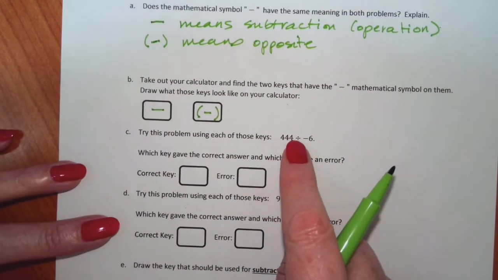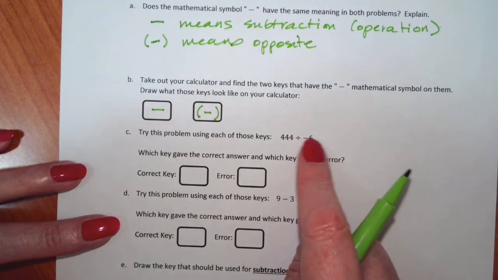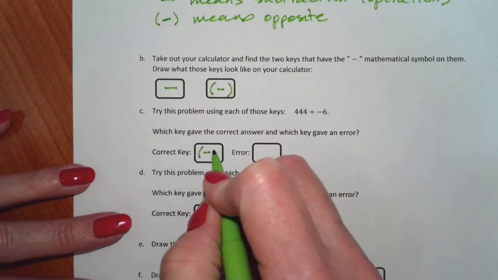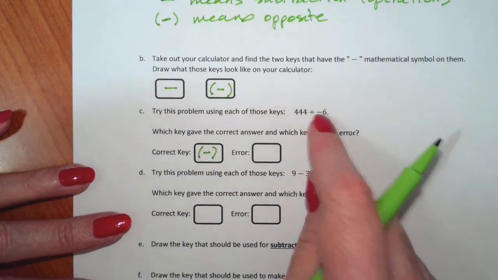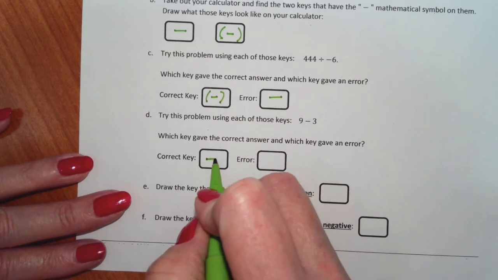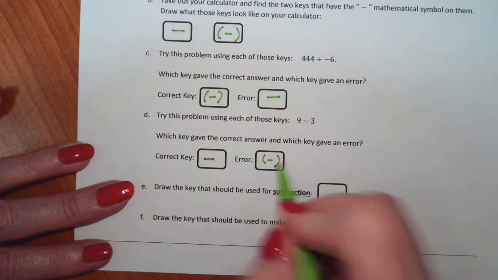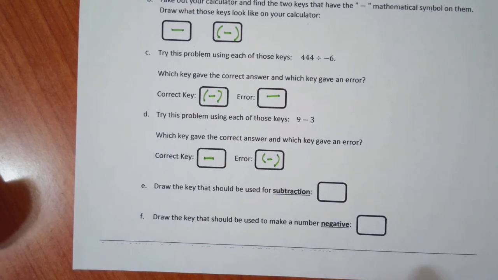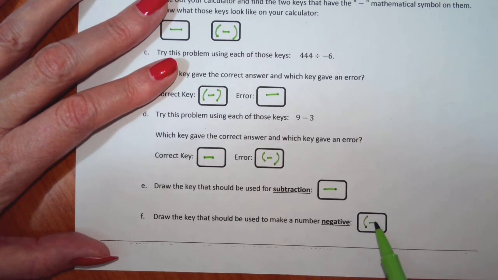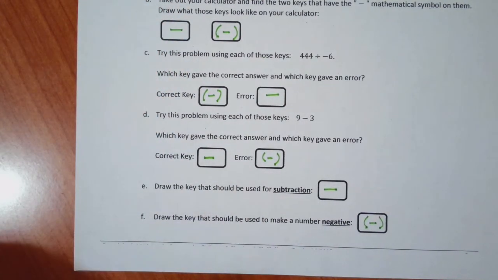Okay, so if I'm taking 444 divided by the -6, the correct key in here would be this one. You can't have two operators next to each other. So this would be the error. 9 minus 3, the correct key is the subtraction, the operator. And the key that you're going to use for subtraction and for negative or opposite is this one. Okay, again, I went through all this really quickly, so hopefully you will take the time to read this, and let's see, we'll go on to 1.5.